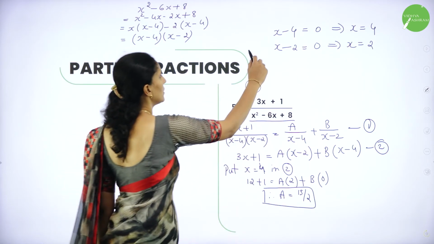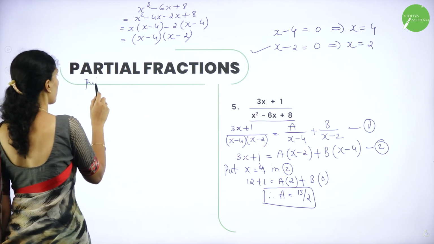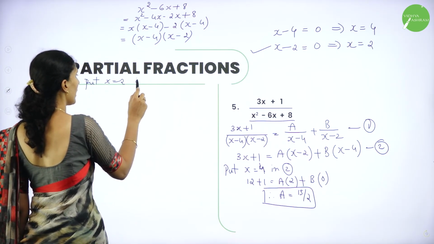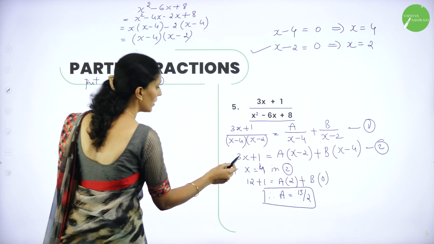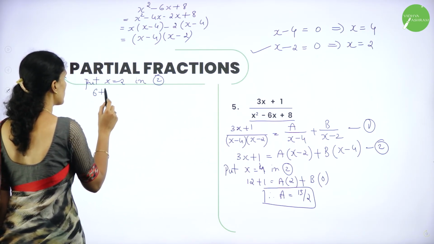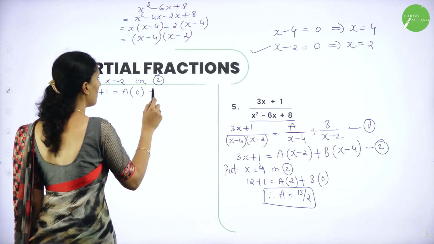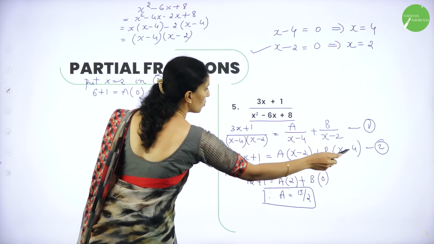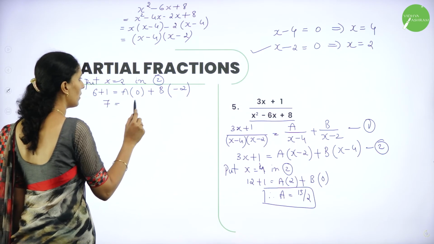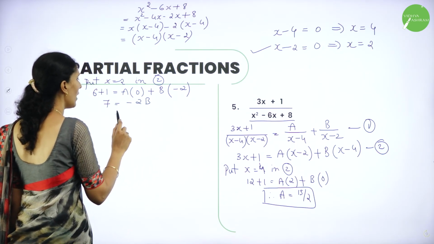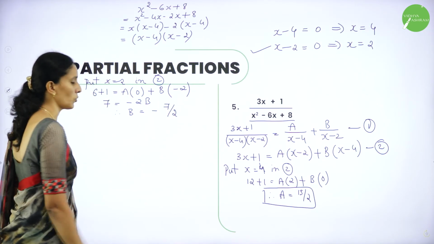Next we will put x minus 2 equal to 0. You will get x is equal to 2. So put x is equal to 2 in equation 2. What happens now if you put x is equal to 2? 3 2s are 6 plus 1. A you have 2 minus 2 is 0, plus b you have 2 minus 4 is minus 2. So now 7 is equal to minus 2b. So therefore what is b? Minus 7 divided by 2.